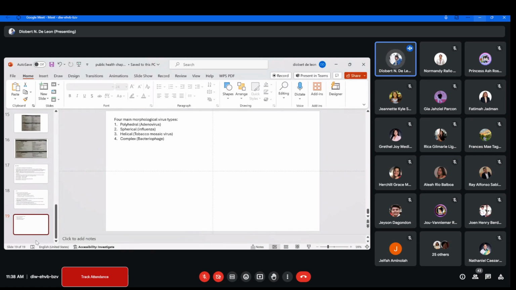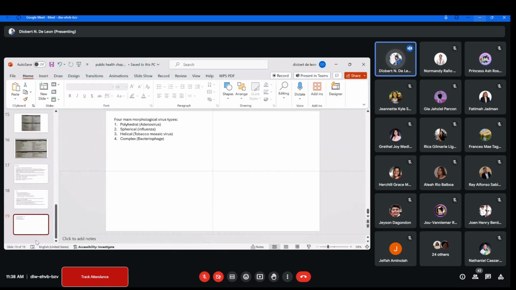Droplet transmission is the spread of infectious organisms from an infected person in tiny droplets. You cannot see them with your naked eye, but droplets fly through the air. And lastly, we have sexual contact transmission, the spread of infectious agents from an infected person to another person through sexual contact.